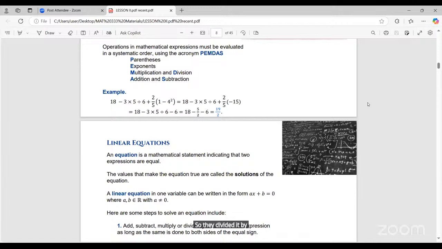So we have 5 over 2, minus 18. Now you do your subtraction and look for your LCM, you get 19 over 2. Are we good?